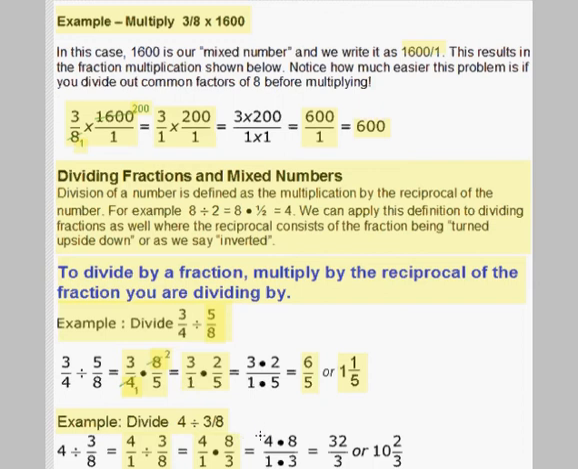What we have to do now is multiply 4 times 8 to get 32, and 1 times 3 to get 3. Our answer is 32/3, and we can write this as a mixed number, 10 and 2/3.